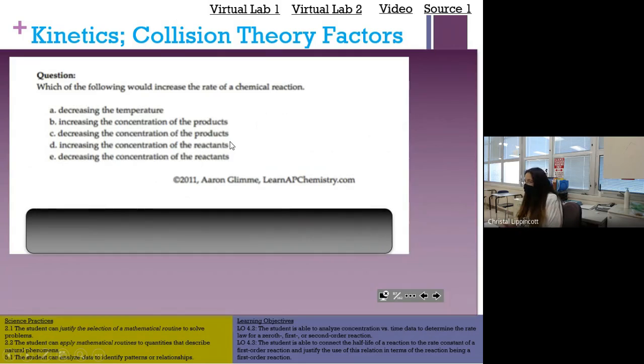What else could do it? Temperature, and okay, one more. Particle size. Exactly, yep. Reducing the particle size, so grinding it up, making it smaller, increasing surface area is what you're actually doing there.